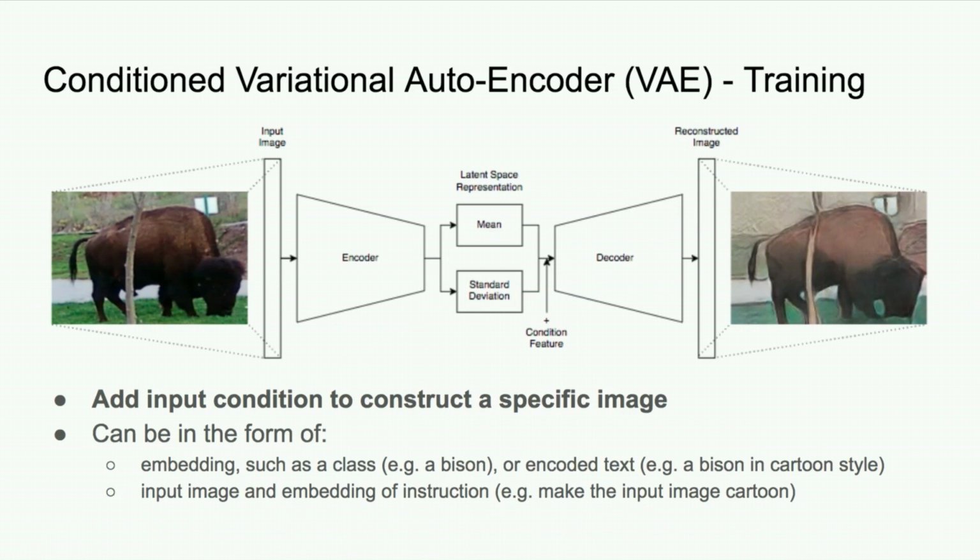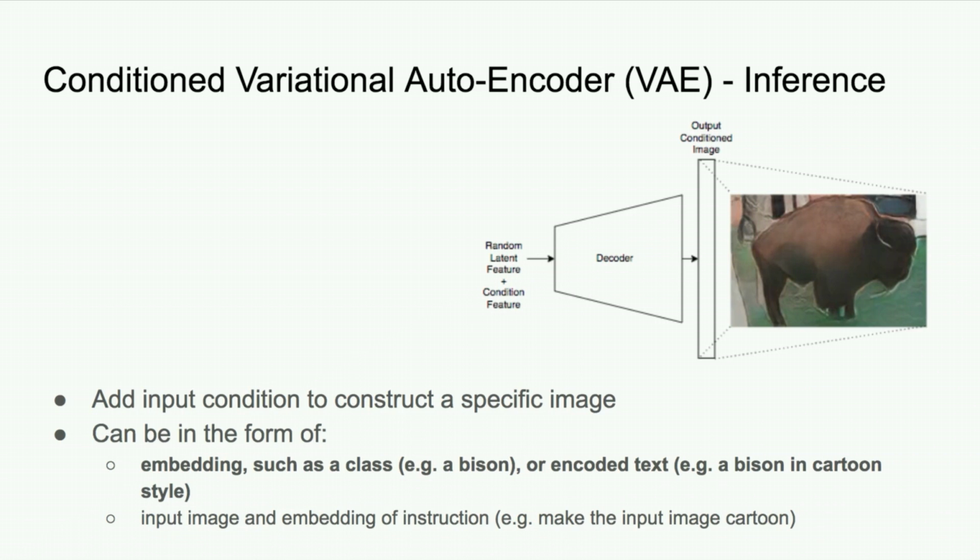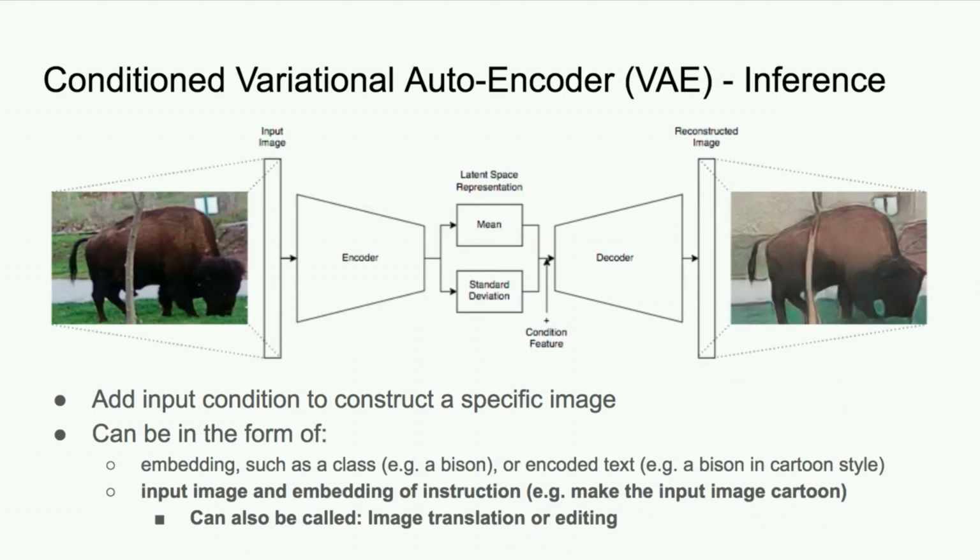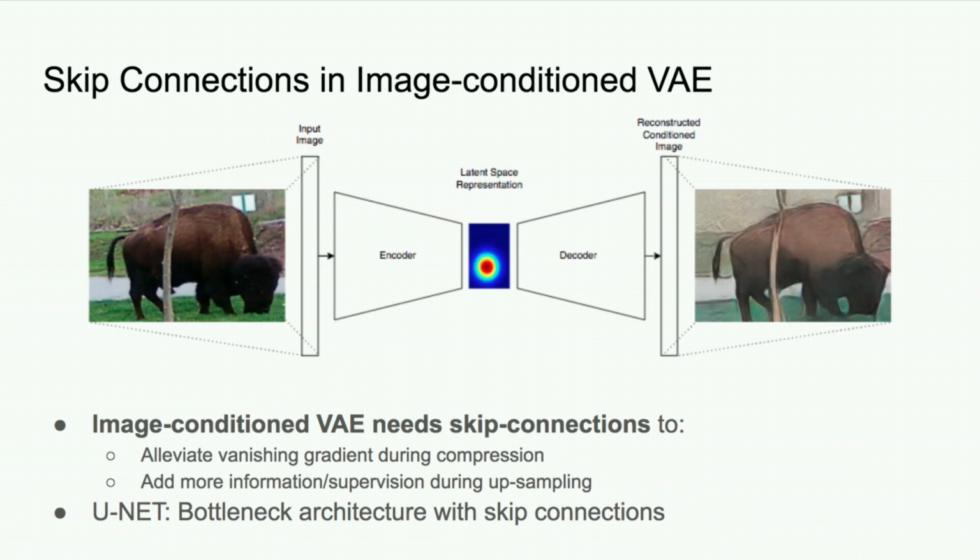For conditioned version of VAE, we inject a condition onto the network to output a specific image. It can be a class, for example, a bison, or an encoded text, for example, a bison drawn in cartoon style. It can also be both text and image condition, for example, for image translation. Other image condition can be an edge map, a depth map, or an altered original image, such as for editing. To do this, we also use the encoder for inference.